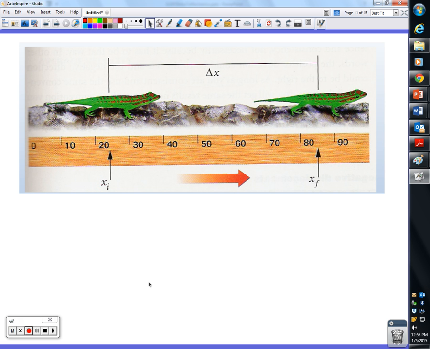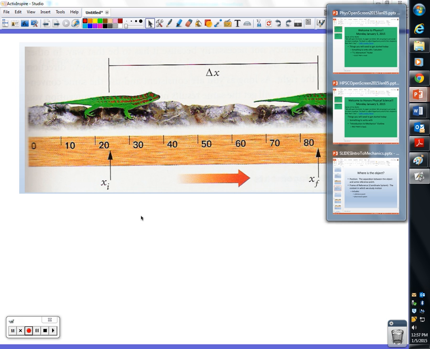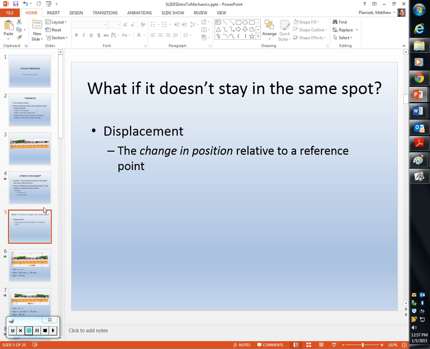This picture shows the iguana moving from one spot to another spot. Its position is changing. It's not where it started anymore. It's in a different spot. Now, we don't just describe where it is, but we have to describe, well, it was here, but now it's there. And so the term we use to describe that is the displacement. I'll show you in a second. Displacement is the change in position relative to a reference point.